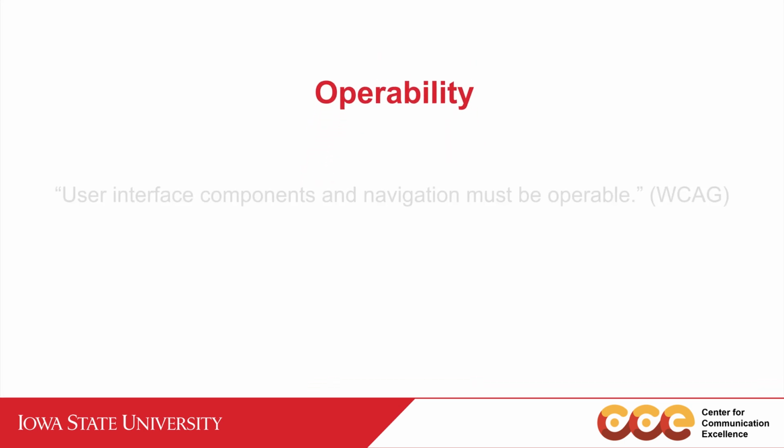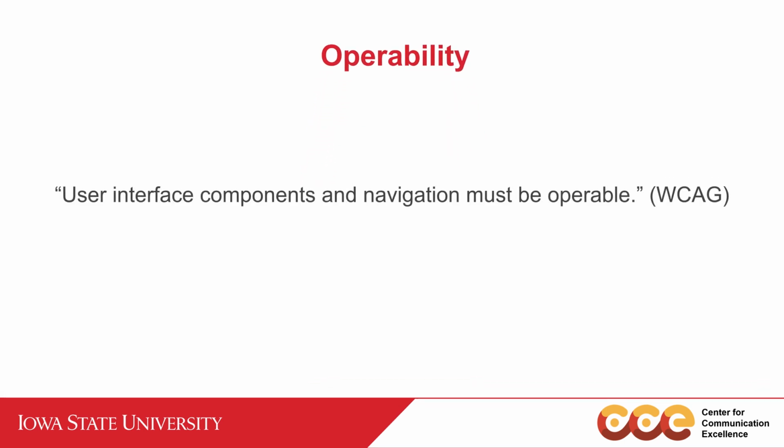Operability. The WCAG definition of operability is user interface components in navigation must be operable. If your digital creation involves the user interacting with an interface, then they need to be able to do it. Users with physical disabilities that prevent them from using a mouse or keyboard may use alternative devices to operate their computer.